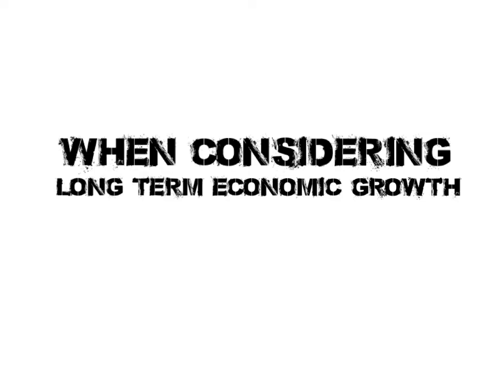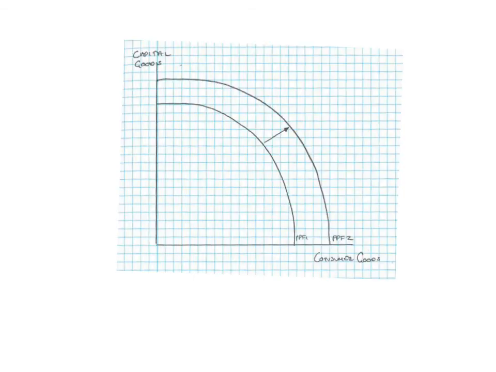Now, there is also another diagram that we could use when looking at long-term economic growth. And it's this diagram, and we can see that there's been an increase, a shift from PPF1 to PPF2, just showing that the capacity has now grown. And once upon a time, we could produce up to PPF1, but now, because of improvements in long-term economic growth, we can now boost that to PPF2.